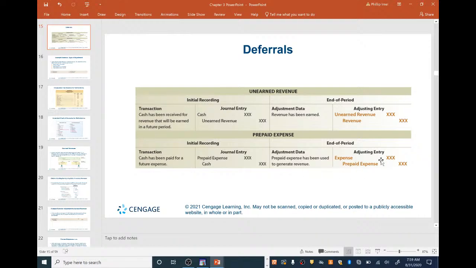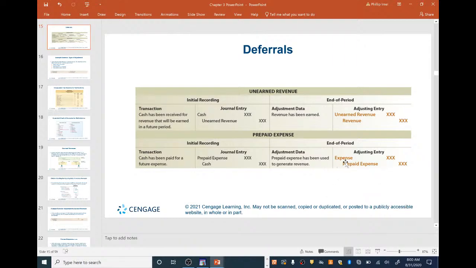So in this case, now we want to debit an expense for the amount that we actually paid. Remember, it was a prepaid expense. Now it's been used to generate revenue, okay? So we've prepaid the expense. Now we need to actually realize the expense and then reduce the prepaid expense, okay?